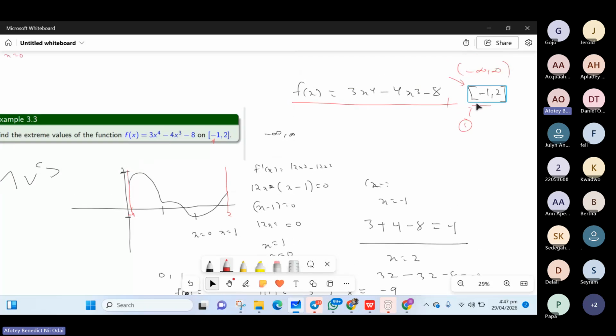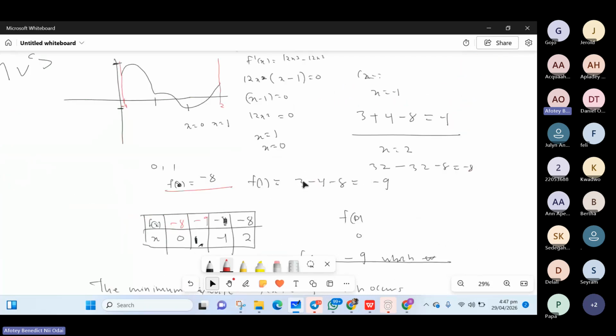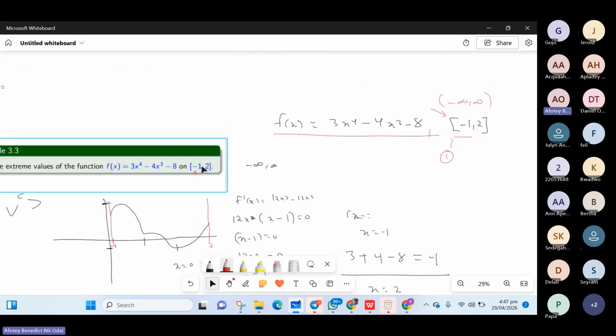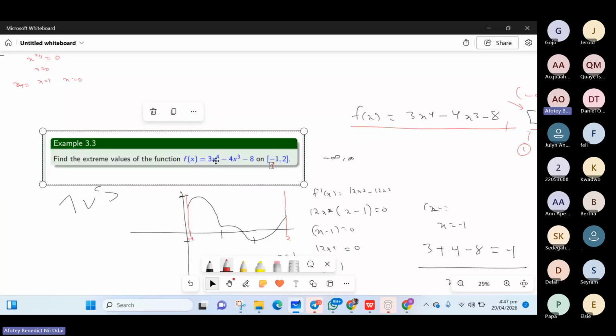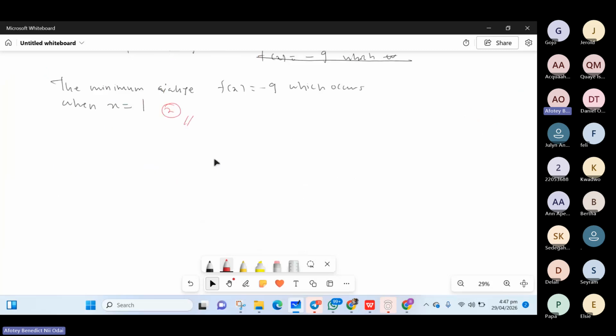Yes, negative. Where did I get the 0 and 2 from? -1 and 2. So they're testing whether the -1 and 2 in the question are points where you can actually have a maximum or a minimum value. That's what you are being examined on in this question. Once you know that, the way you solve it changes a little bit. So let's proceed.